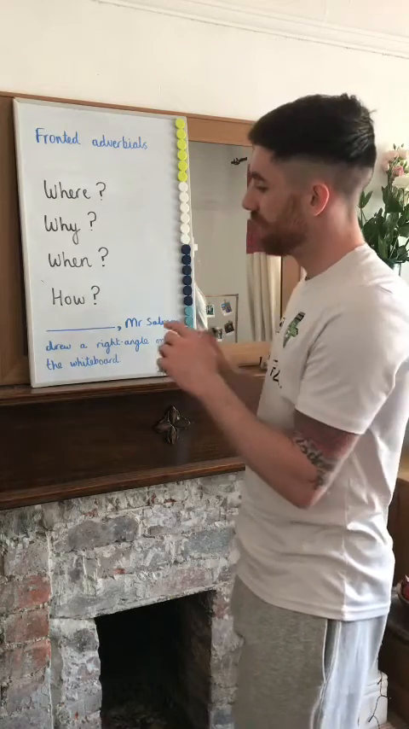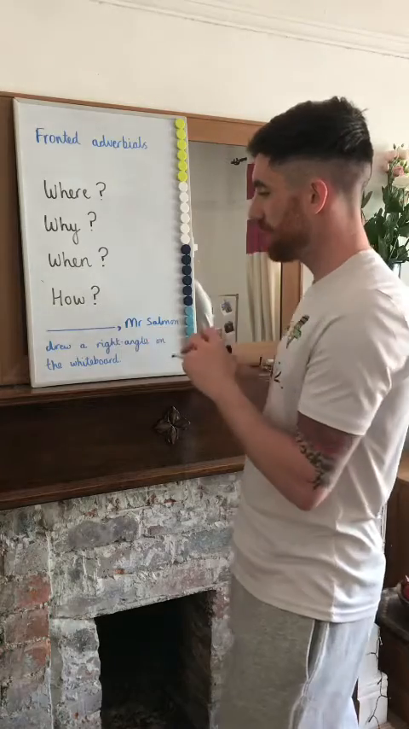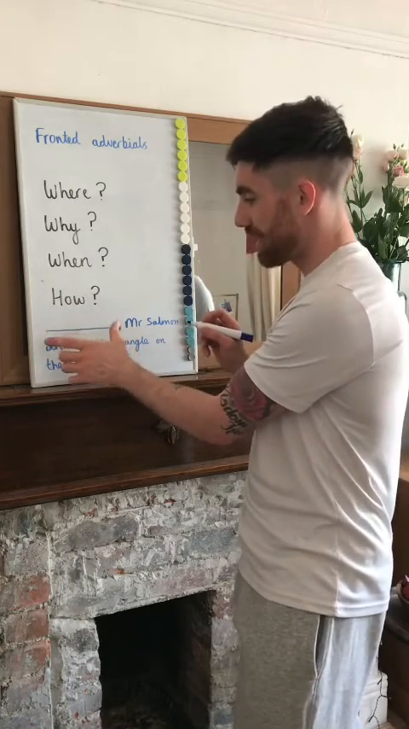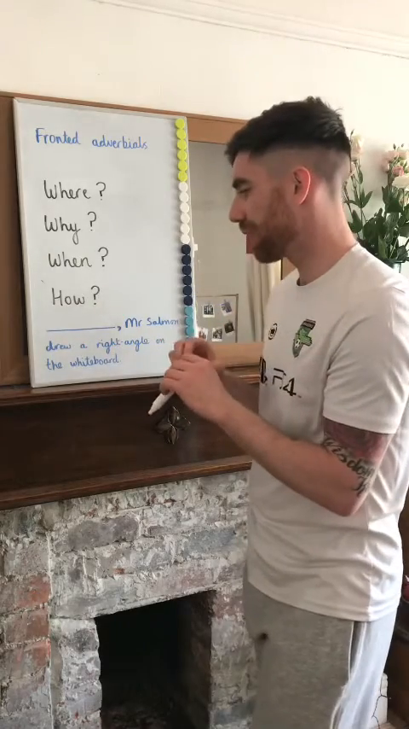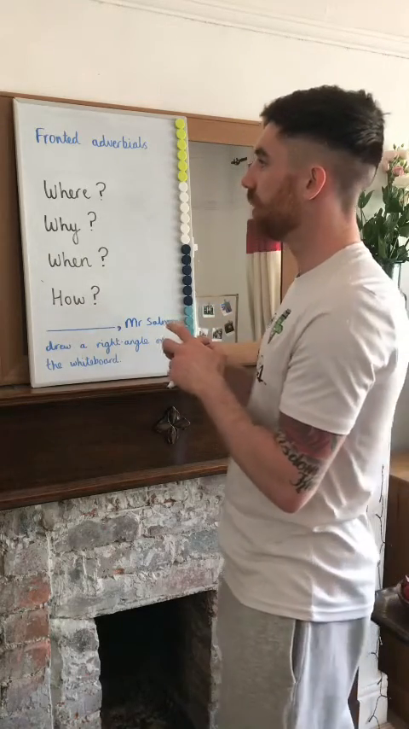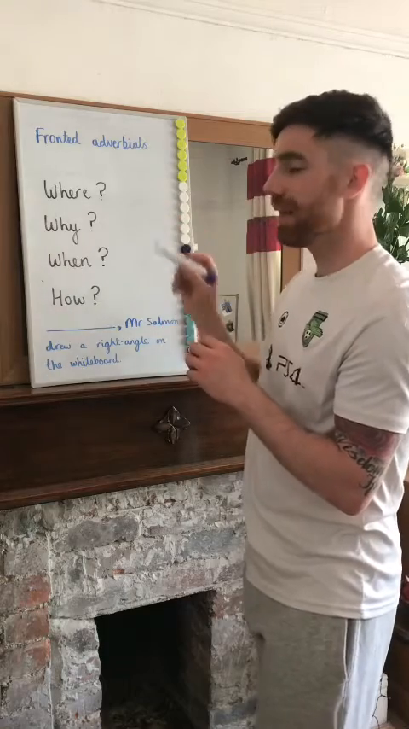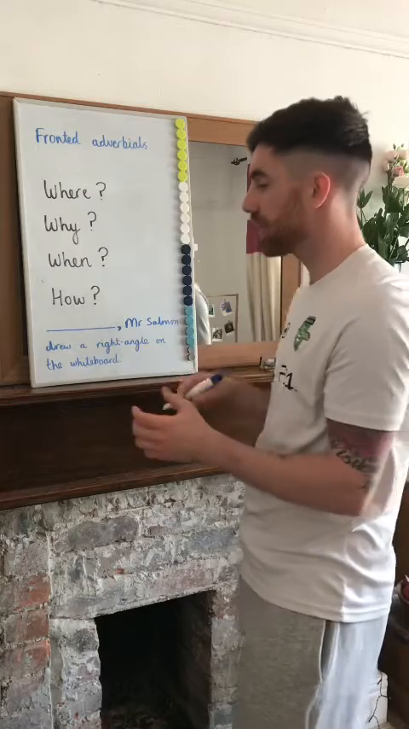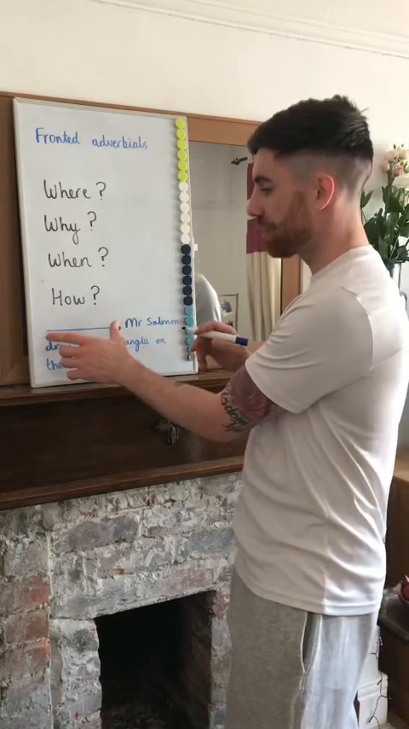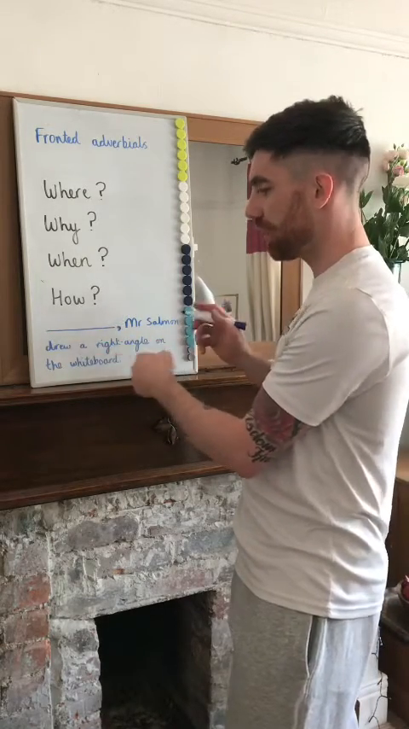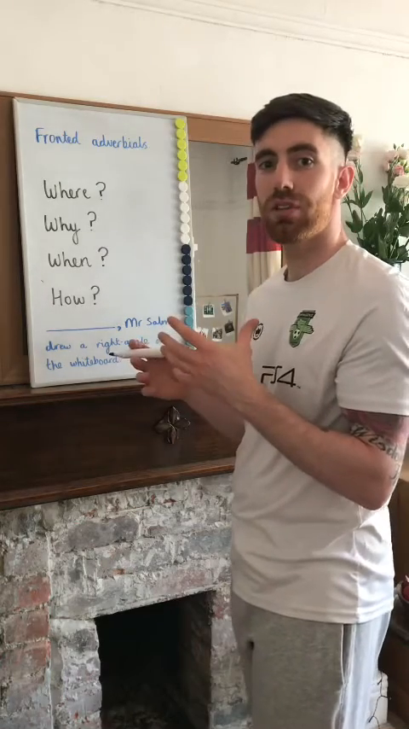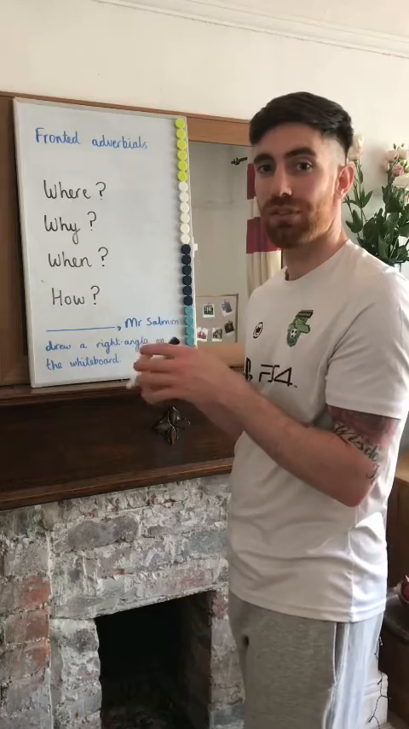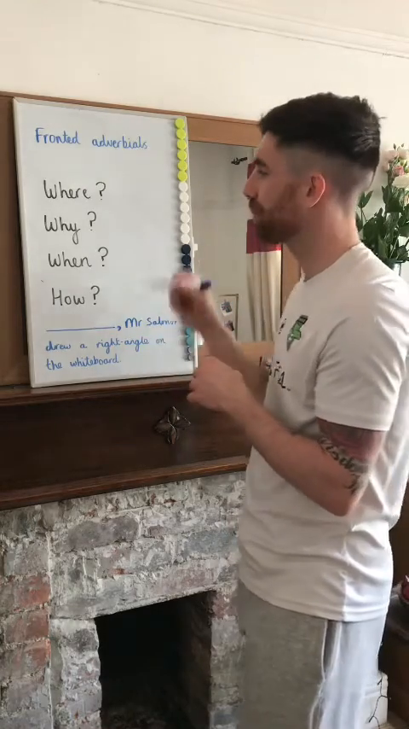Okay? So if we look at the sentence down the bottom here, we've got a gap for the fronted adverbial, and then Mr. Salmon drew a right angle on the whiteboard. So if we look at the first question, where? Well, where am I? I'm in my living room. So what I could say, in his living room, Mr. Salmon drew a right angle on the whiteboard. So it just gives the writing and the reader an extra piece of information. It's being more specific.